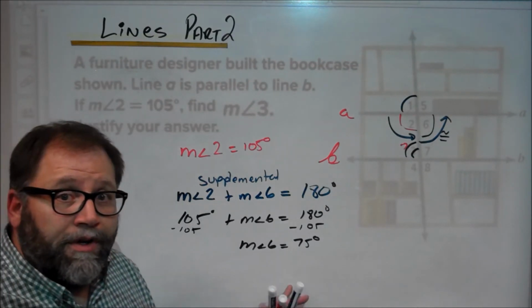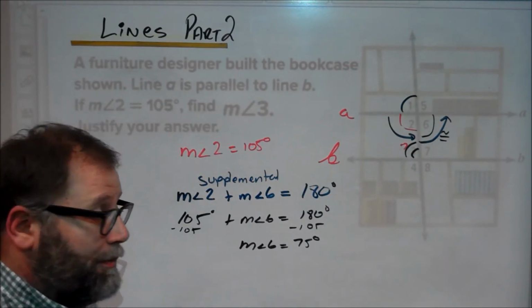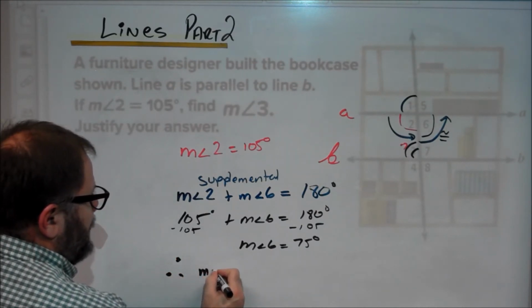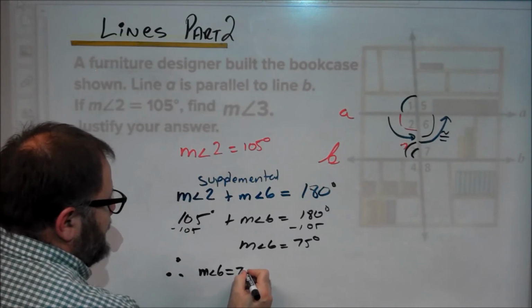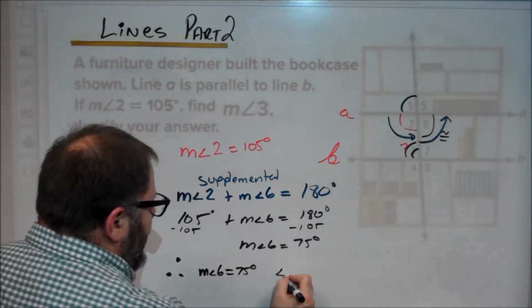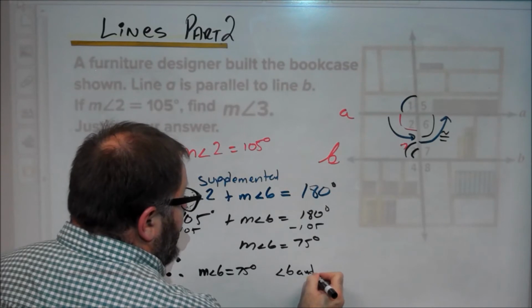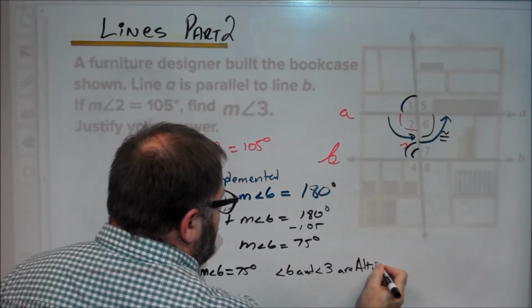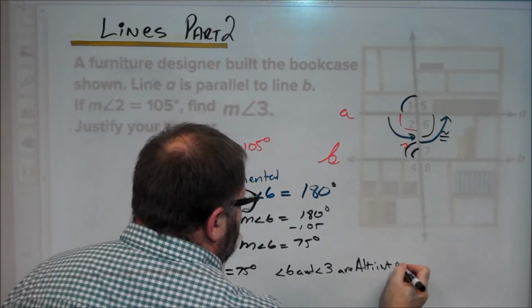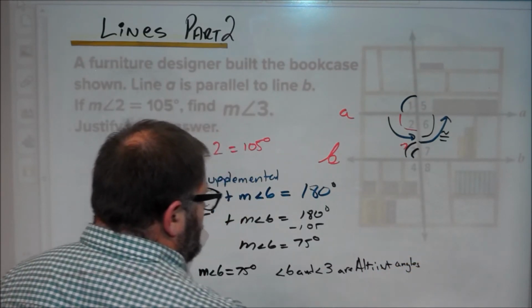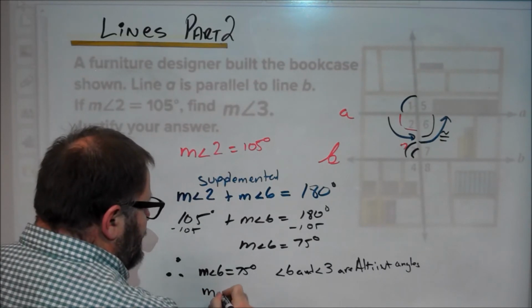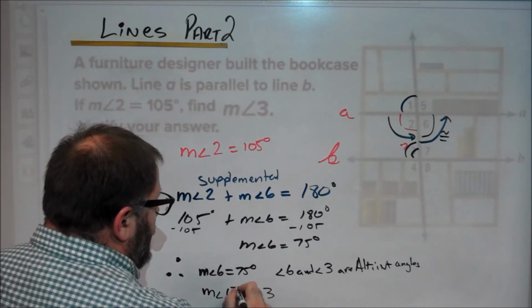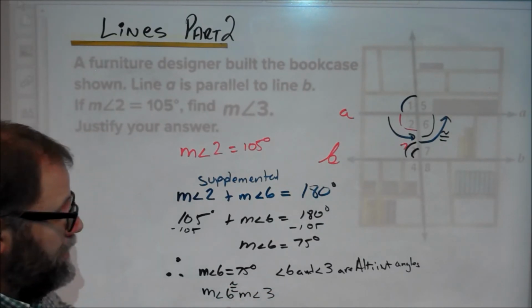That's great. Therefore, this is the part where we put it together. Therefore, the measure of angle 6 equals 75 degrees. Angle 6 and angle 3 are alternate interior angles, which means that the measure of angle 6 and the measure of angle 3 are congruent. They are congruent.